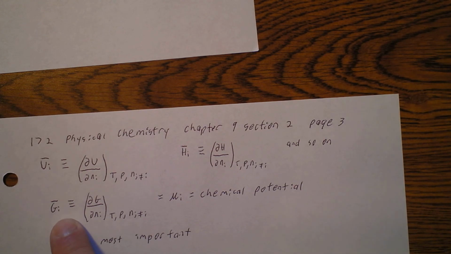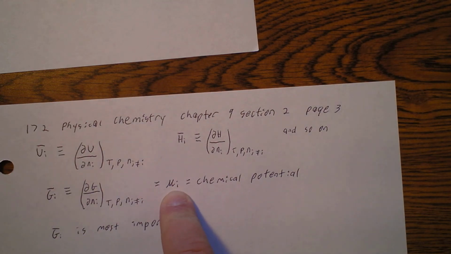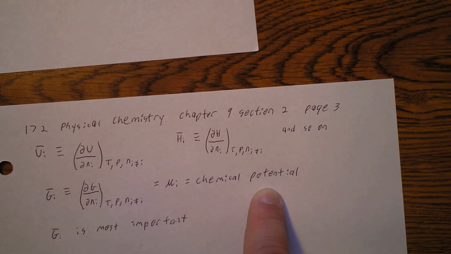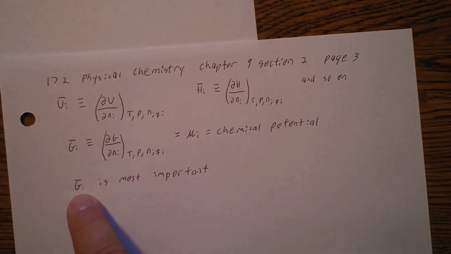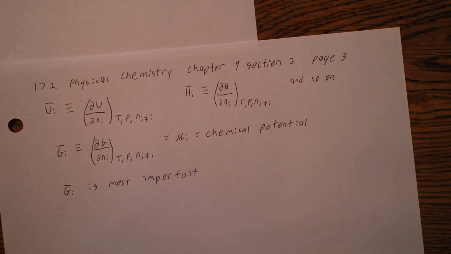And likewise, the partial molar Gibbs free energy is going to be defined as the derivative of the Gibbs free energy with respect to the number of moles of substance I, holding temperature and pressure and all other substances constant. This is also mu sub I, which we call chemical potential. We're going to be talking about chemical potential a lot later on. The partial molar Gibbs free energy is going to be the most important one, as we'll see later.